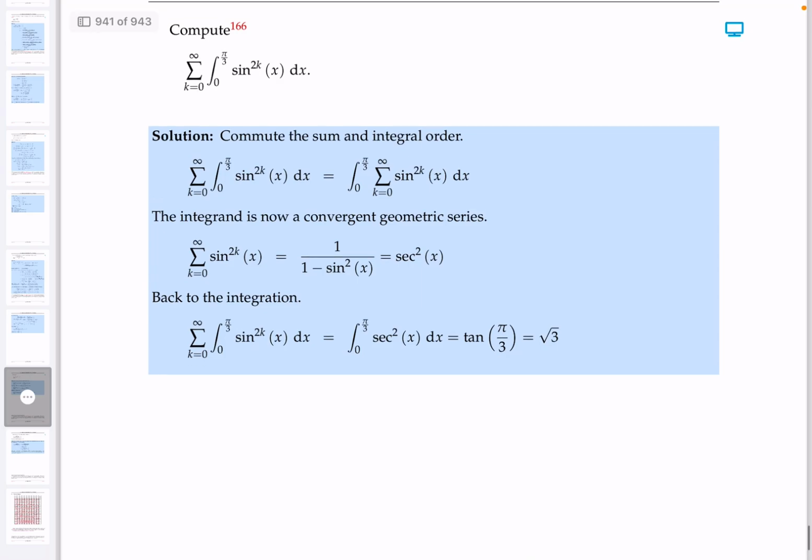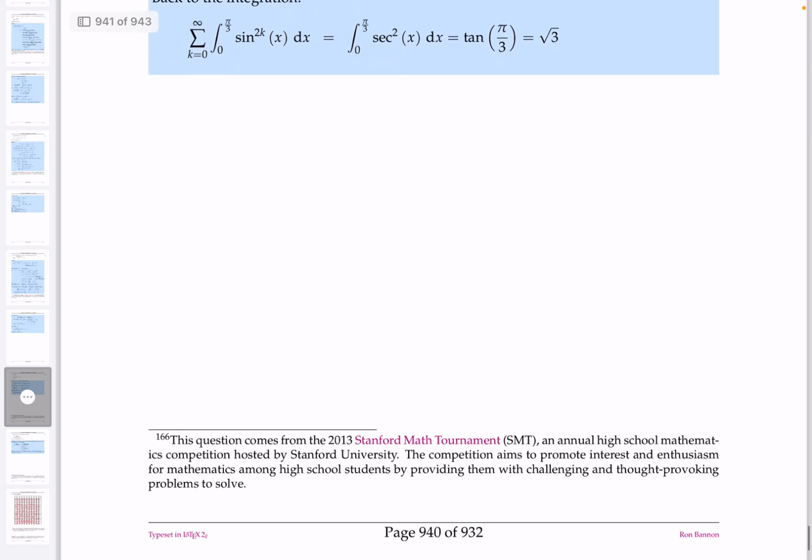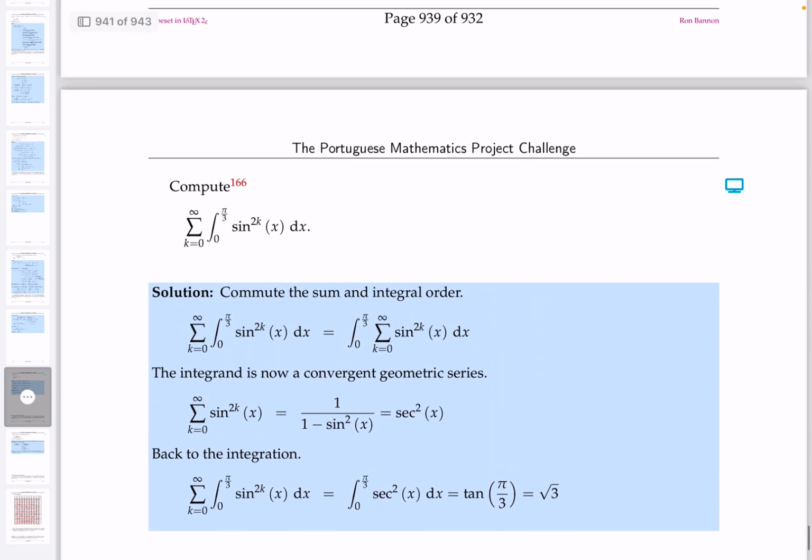Okay, this is another question. It's, compute this integral. It's a summation of an integral. And I'm looking at it, it looks pretty difficult, actually. And I want to, again, claim that I'm taking these directly from the Stanford Math Tournament. I think it's the 2013 version.